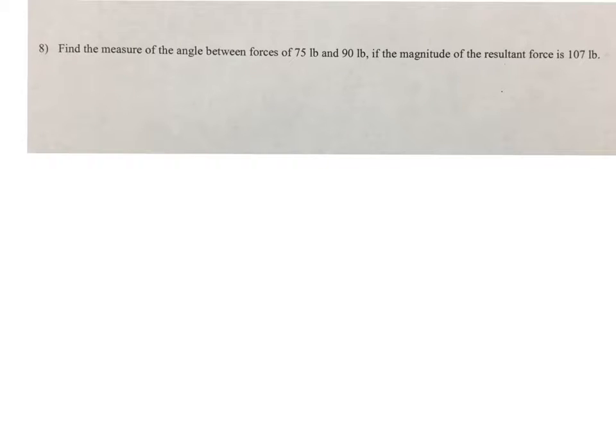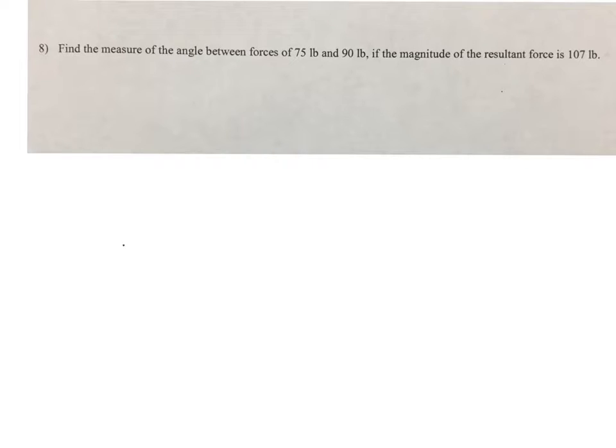In this problem, we're trying to find the angle between two vector forces if we know the resulting magnitude. So here we have the first one is 75 pounds, the second one is 90, and the resulting force is 107. So we know that this is going to be going down the middle of these two because it's greater than any one of these other two.